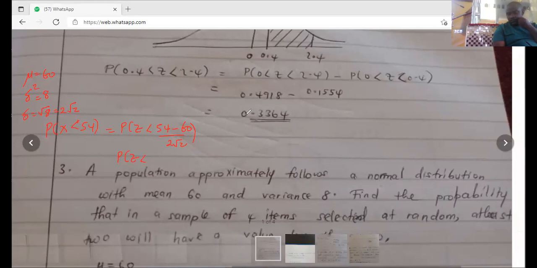It's negative 2.12132. Negative 2 point 1 2 1 3 2. Okay. The table is three decimal places.